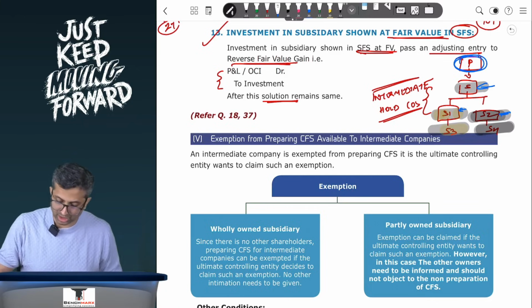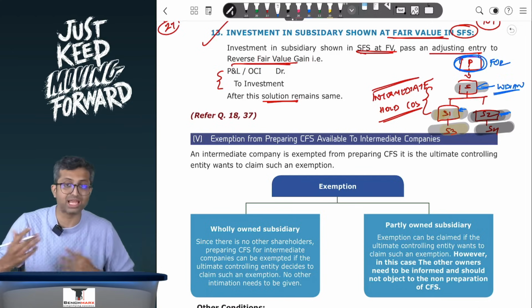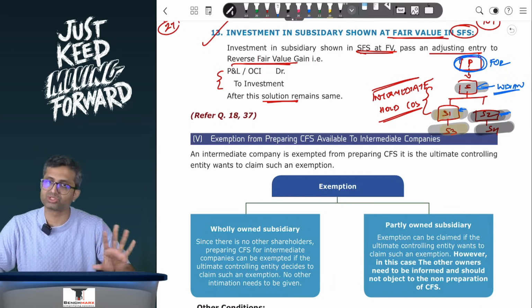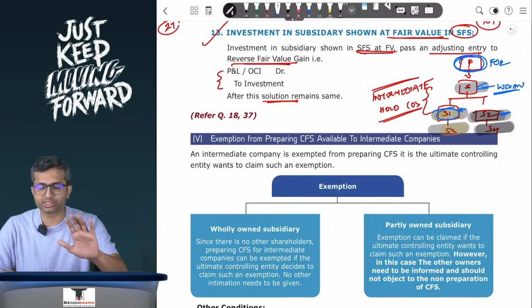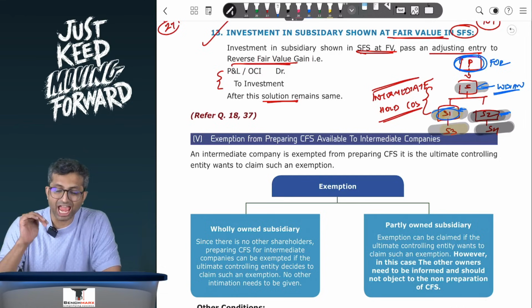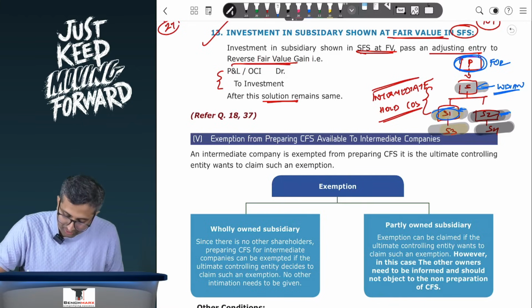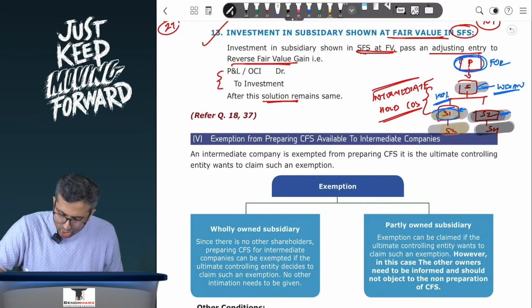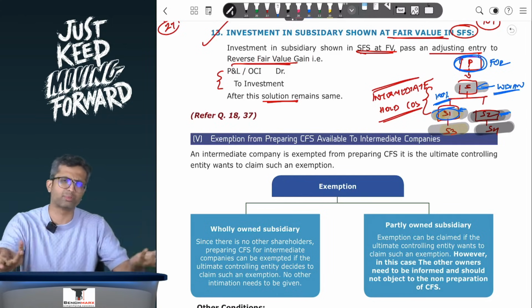Then you will have to see, if P is a foreign company, then you will have to see S. If S is an Indian company, is S preparing its accounts as per Ind AS? Yes. And is S1 having any of its shares which are listed? No. In which case S1 can claim exemption from preparing CFS provided, if it is a wholly owned subsidiary, then I don't need to have intimation or confirmation from anyone. If S does not want S1 to prepare, it will not prepare.